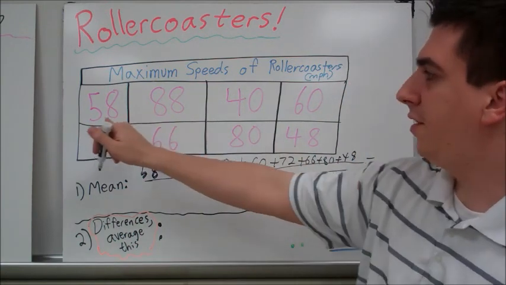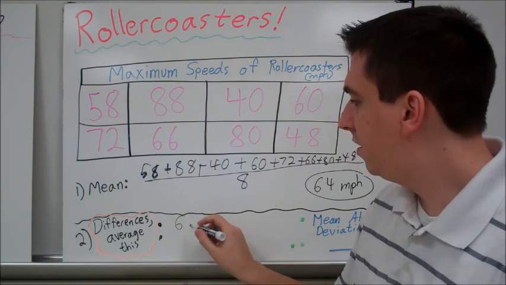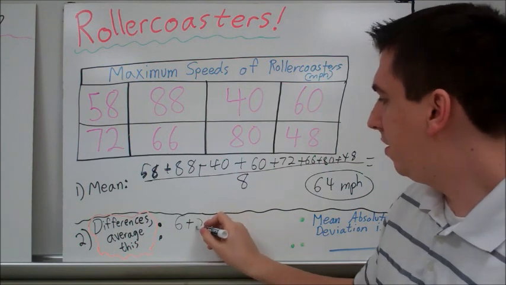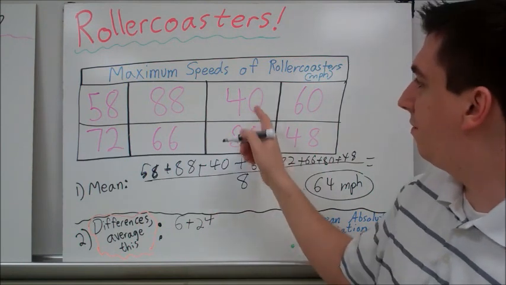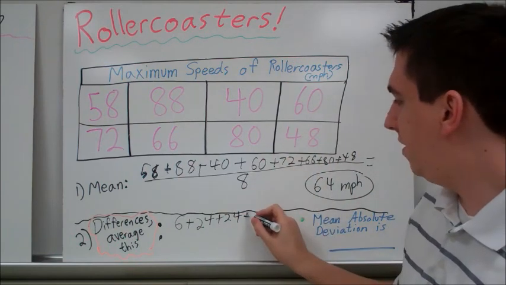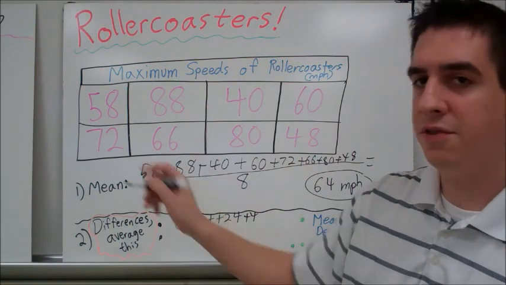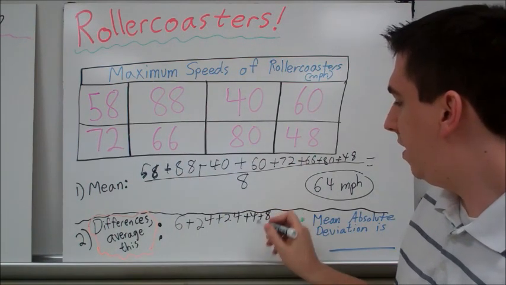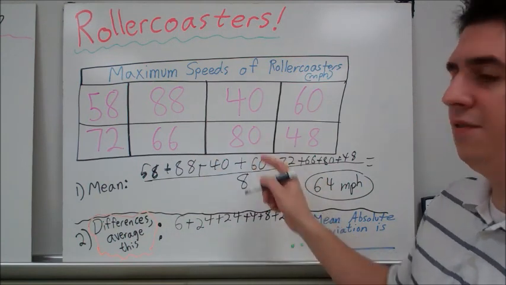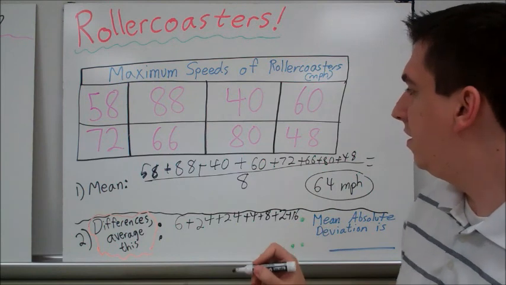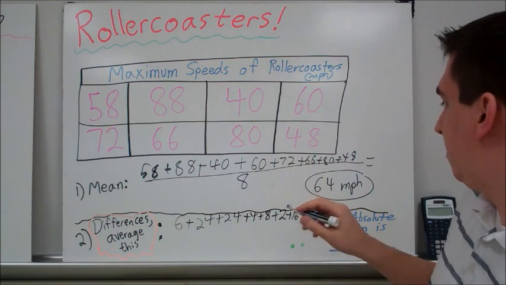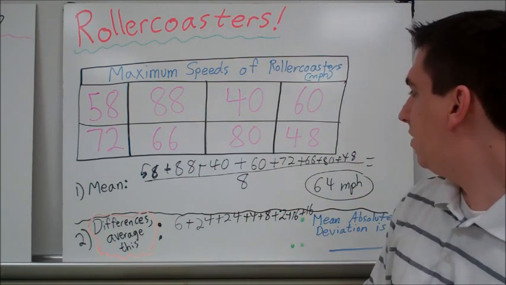The difference of 64 and 58 is 6. Our difference between 64 and 88 is 24. Our difference of 64 and 40 is 24. Our difference between 64 and 60 is 4. 64 and 72 is 8. Difference between 64 and 66 is 2. 64 and 80 is 16. And lastly, 48 and 64, our difference there is another 16.